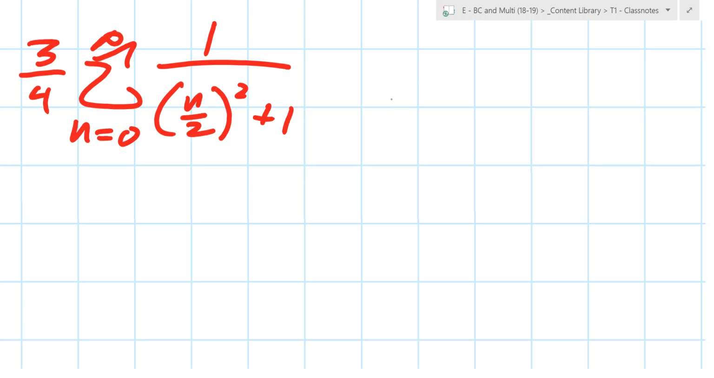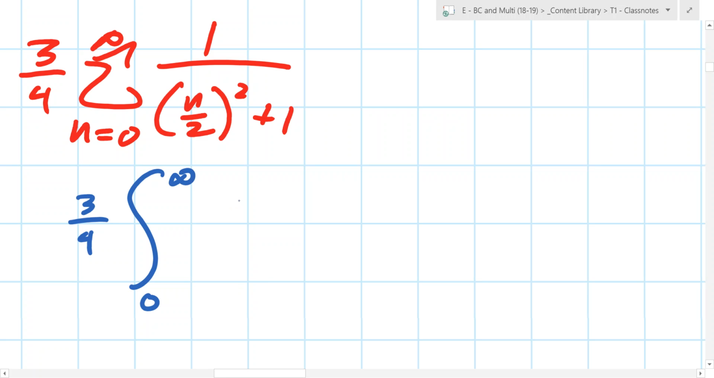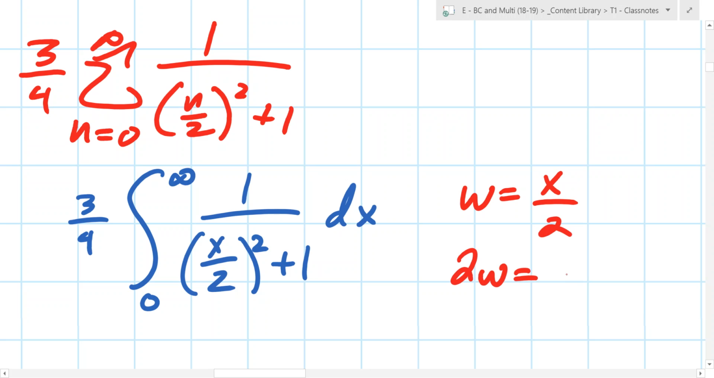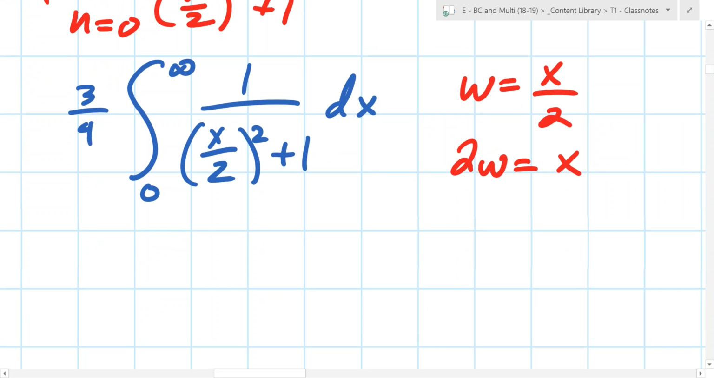At this point, you could substitute, or you could set up the integral first. Let's set up the integral. It's 3 over 4 times the integral from this to this of 1 over n over 2 squared plus 1 dn. I don't really like putting n in there, so I'm going to make it x over 2, dx. And then let's do what Ethan suggested. Let's let w equal x over 2, so 2w is equal to x. So let's do some substitution here.